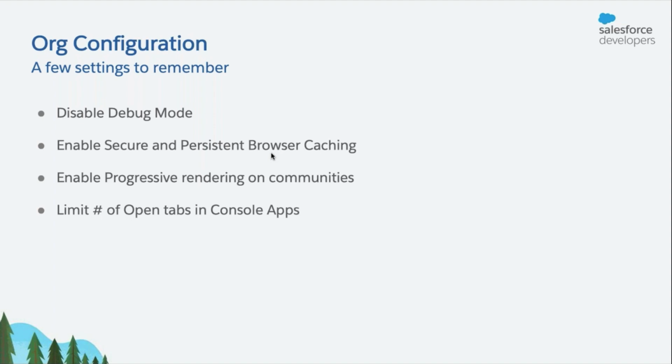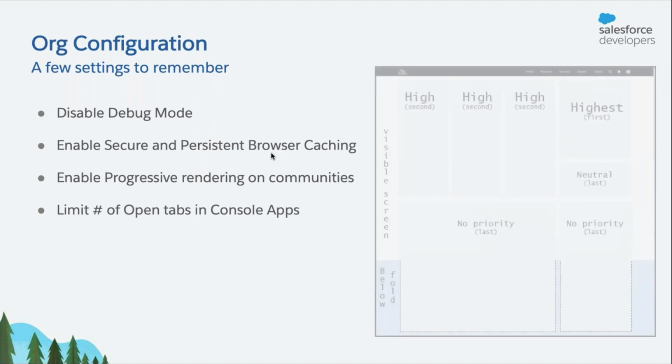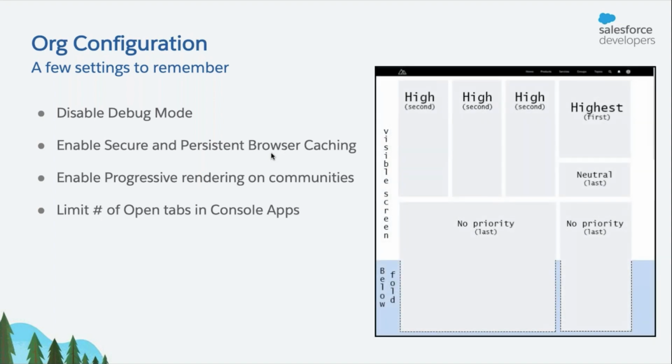The third one is enable progressive rendering on communities. This is a very handy feature. And the way progressive rendering works, if you look at the screenshot on the right-hand side, progressive rendering makes sure that you can assign priority for the components to be loaded. So whenever a community page is loading, the user is only going to see the things above the fold, is what we call. That means the first screen that they see is above the fold. Once you scroll, it is below the fold. So you can prioritize components to be loaded faster above the fold, and you can assign a lower priority for components below the fold. So make use of this feature so that your communities are much faster.